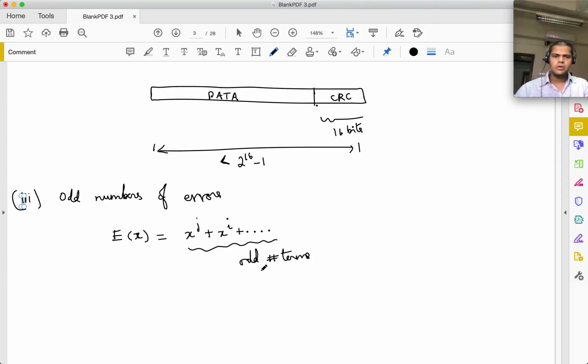So can we catch all of these? Because that would be very useful. I mean, how many types of errors can you have? Either an odd number of bit errors or an even number of bit errors. And if you get all the odd errors, then that's pretty good. I mean, maybe we figured out how to get single bit errors and 2-bit errors. But if we can get, let's say, 3-bit errors, 5-bit errors, 7-bit errors and so on, then that's really good.